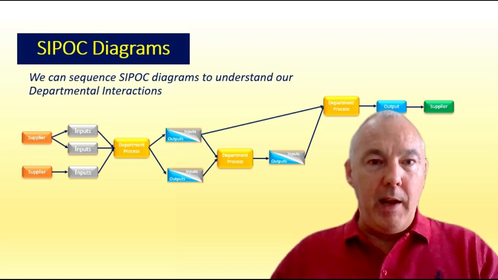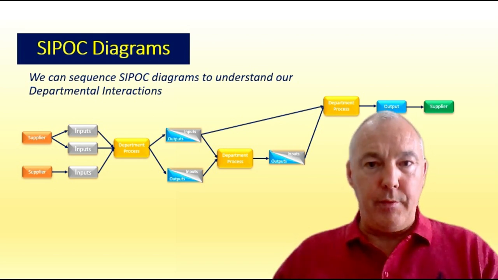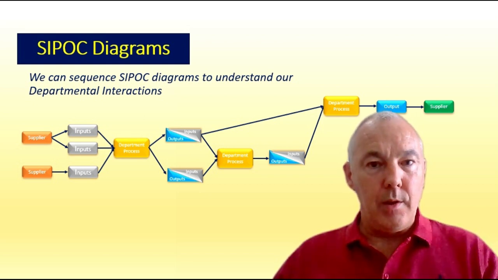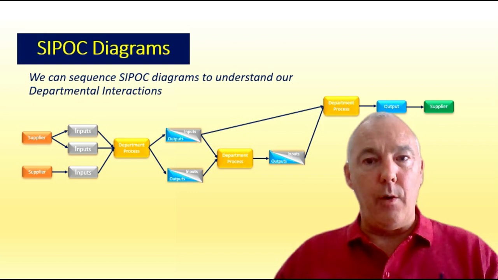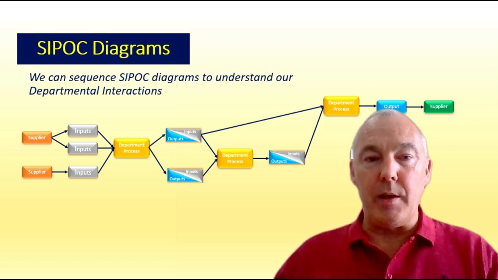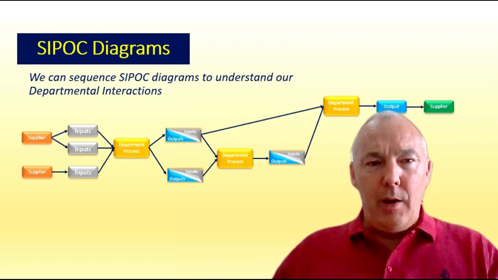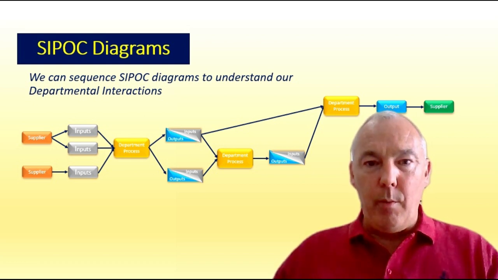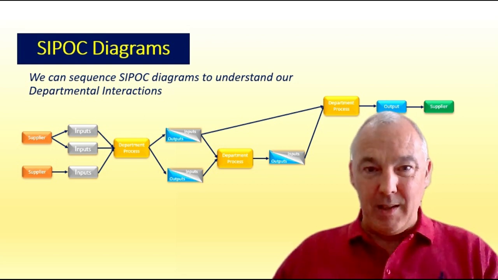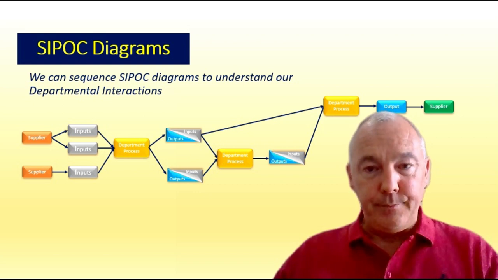The final variation in SIPOC deployment that I've used in the past is to combine our SIPOCs one after another into a sequence, following the movements as we go from one business area to another at the high level departmental process level. I've used this variation generally when working with very large organisations where departments and functions may have become somewhat isolated or insular over time.